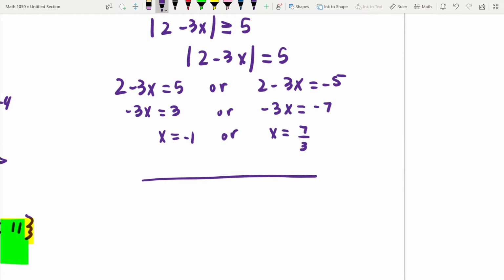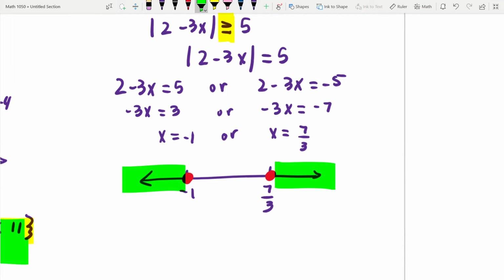Okay, go to your number line. The negative 1 is on the left. The 7/3 is on the right. In this inequality, that's the one that I'm looking at. There is an equal sign, so my circles are going to be closed. And it's a greater than, which means far away. So far away from the center is right there. Okay? So in interval form, it's negative infinity to negative 1, union, there should be a bracket on the negative 1, union 7/3 with the bracket to infinity.